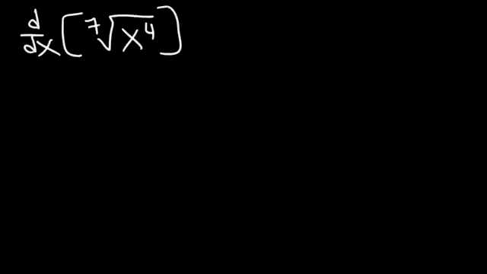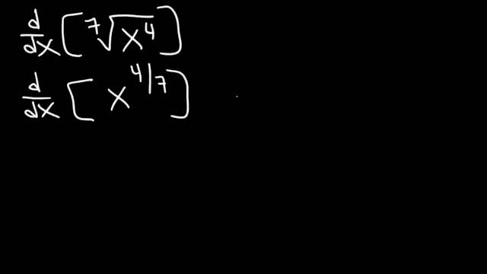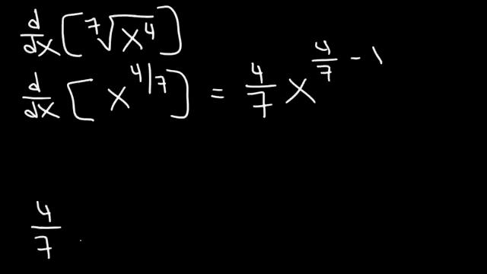Let's try another radical function. Let's use the 7th root of x to the 4th power. So the first thing we need to do is rewrite it. This is going to be x raised to the 4 over 7. And now we could use the power rule. So it's 4 over 7 times x raised to the 4 over 7 minus 1. So 4 over 7 minus 1 is the same as 4 over 7 minus 7 over 7, which will be negative 3 over 7.